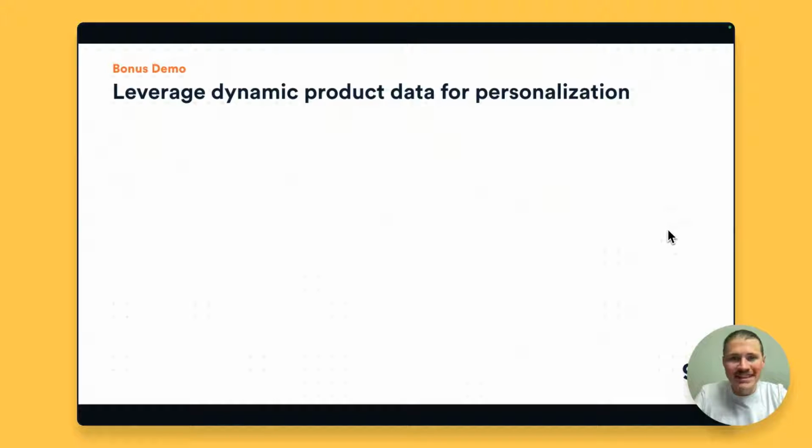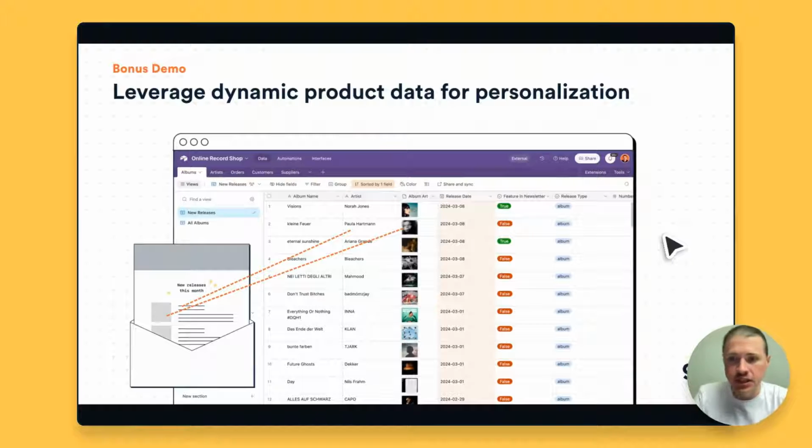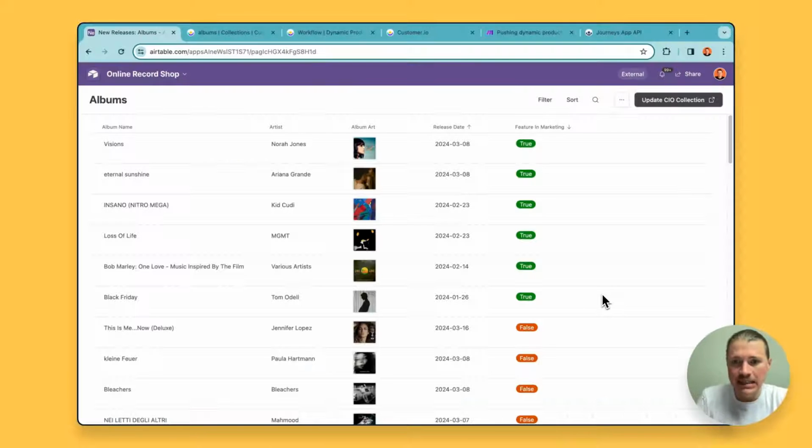For this demo, we're going to see how we can leverage dynamic product data for personalization using Customer.io and Make. We're actually going to start off in our database, which in this example is an Airtable base, but this is going to work exactly the same whether this is product data living in Salesforce or in an actual database like maybe a Postgres, MongoDB, or MySQL database.